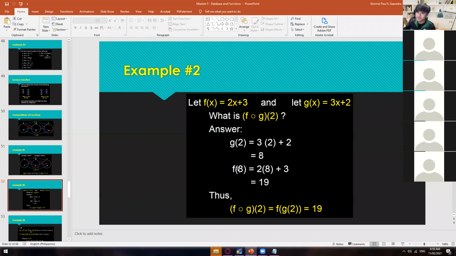Okay, sir. Thank you, sir. Okay. So do not solve the f first. Solve the value of g first, wherein your x is 2. That's how we got the value of 8. Then once you're done with g of x, substitute the value of your g to your f of x, which is now this one. So that's how we came up with 19.